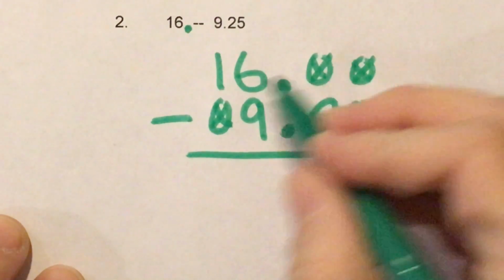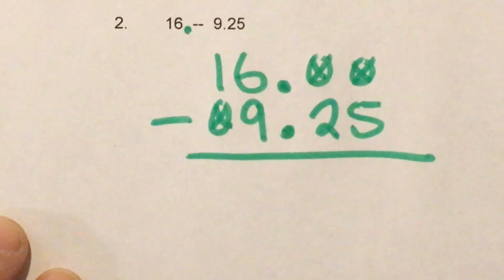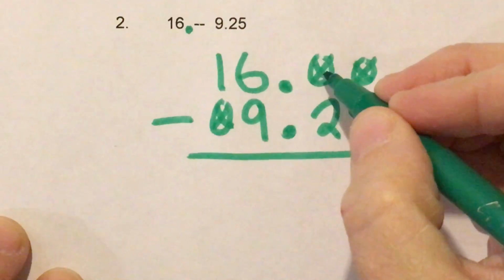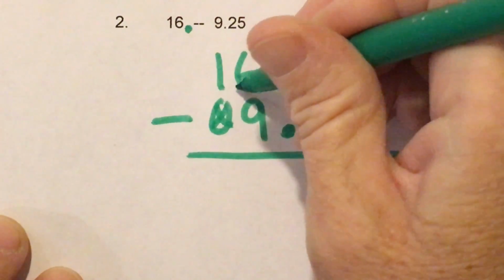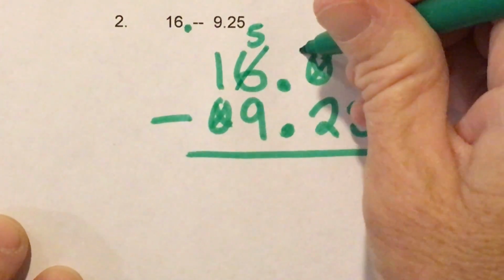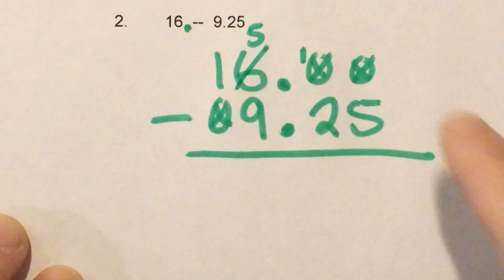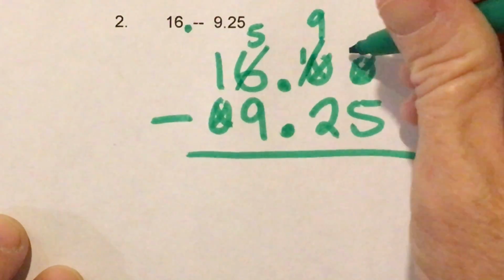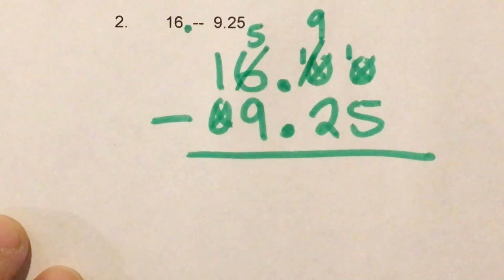Okay, here's this hard one. 0 take away 5 cannot be done, so I'm going to have to come over here and borrow. He doesn't have any, so I'm going to have to come over here and borrow. He becomes a 5 and he becomes a 10. So now he can borrow from him. So this now becomes a 9 and this becomes a 10.